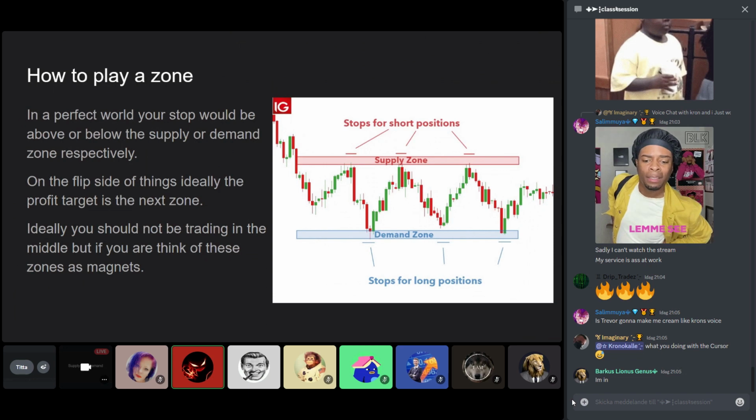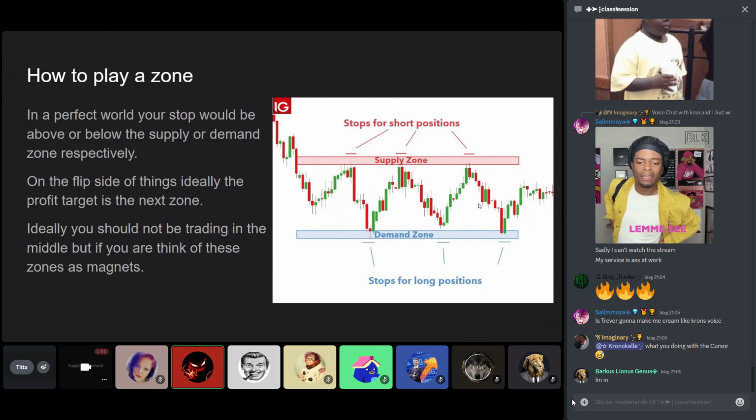But the idea is, if price enters the zone and you have other confluences there, you enter a trade, going long or short in that zone, and then target the next zone. In a perfect world, if you are trading strictly by supply and demand, you shouldn't be messing around in between the zones. That's where there's a lot of chop and usually no clear direction, so don't really look at that.